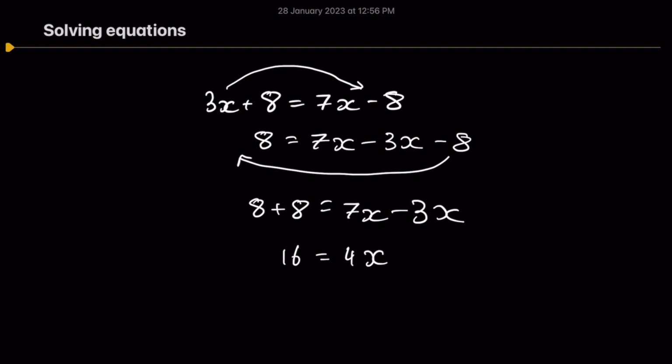Then we want x as the subject of the equation. So we divide 4 on both sides. So 16 divided by 4 is 4 and 4x divided by 4 is x. So you would get x is equal to 4.